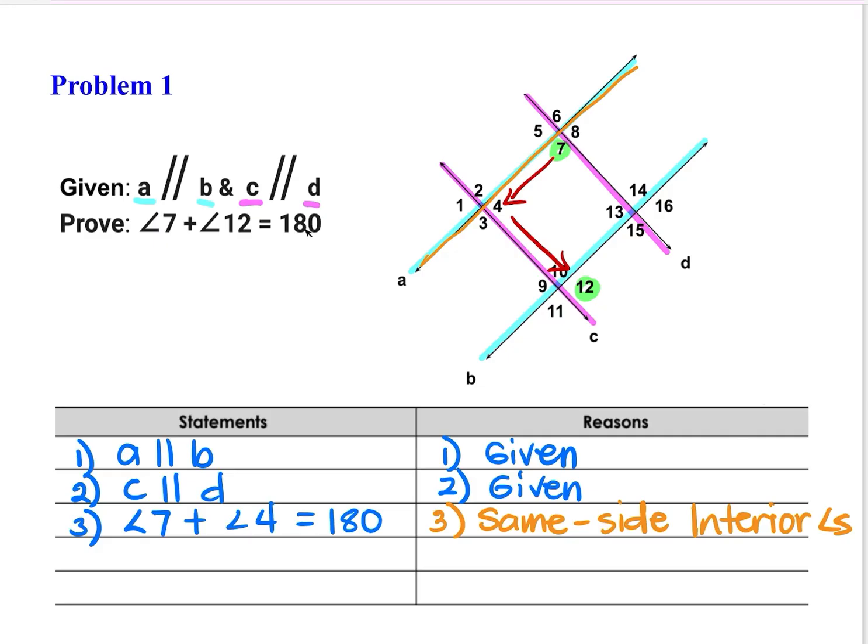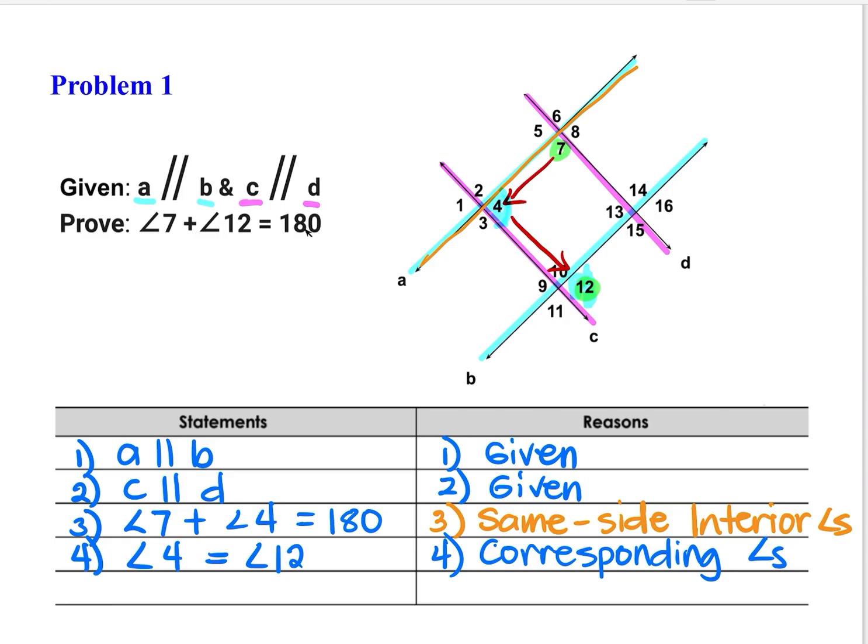Statement number 4 is to introduce that angle 4 is equal to angle 12. And if we focus our attention on angles 4 and 12, they are actually considered corresponding angles. So the reason for number 4 is going to be corresponding, or definition of corresponding angles.